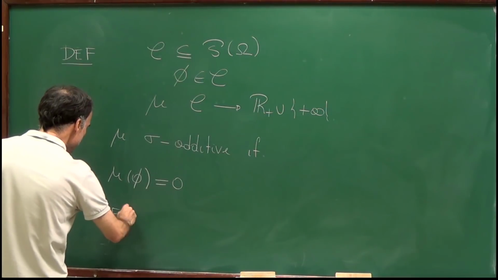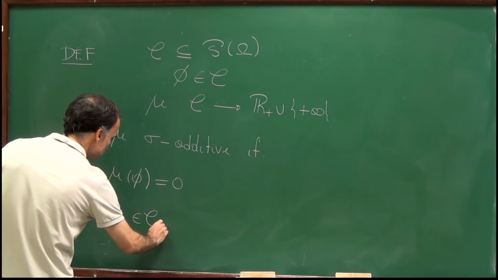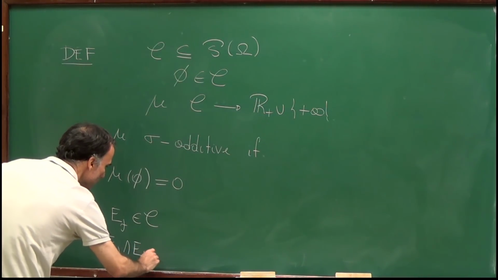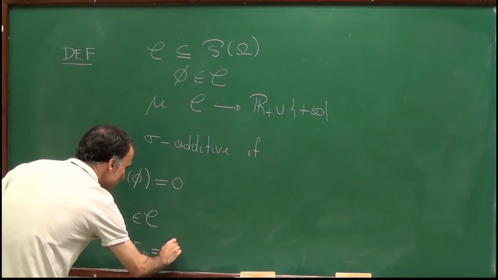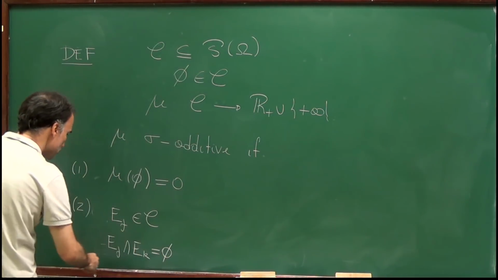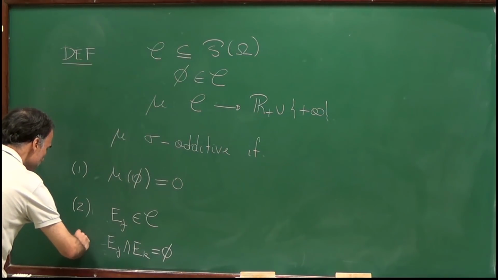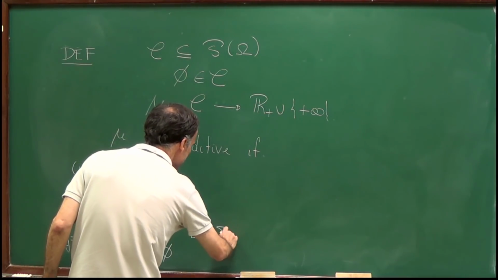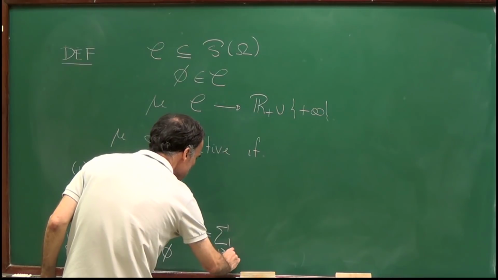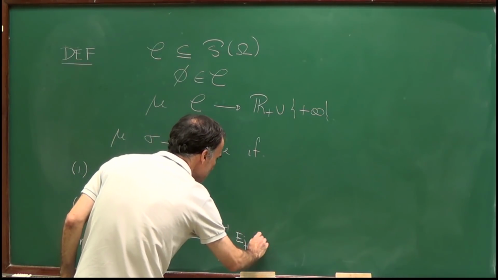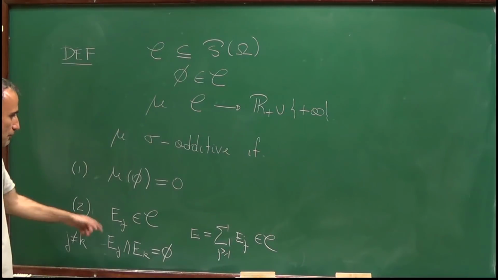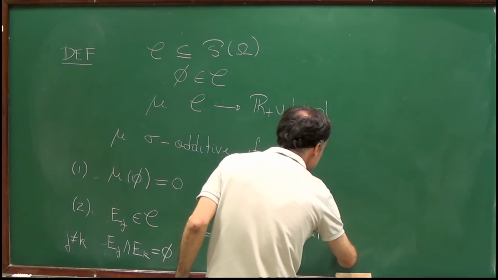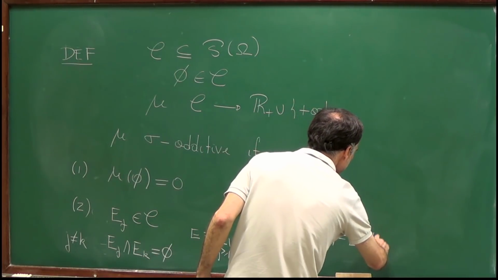So let's take A_j in C. Let's assume that they are all disjoint two by two, so that A_j intersection A_k is equal to the empty set if j is different from k. And let's assume that E, which is the union of these sets, belongs also to C. So if this is the case, I will require mu of E to be equal to the sum of mu of A_j.